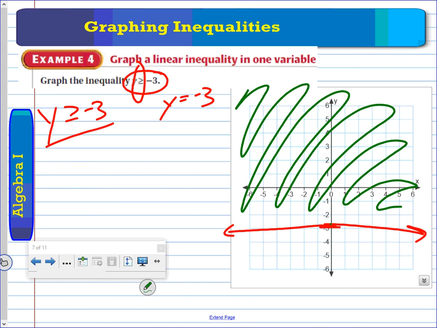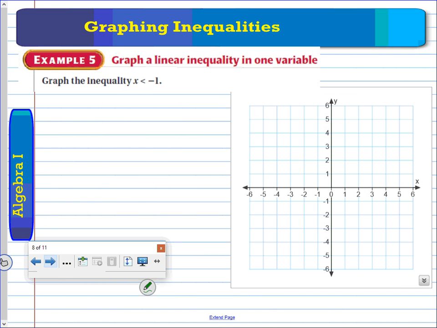If you want to plug in a point, you can still do that. Plug in 0, 0. Right? 0 for y. The 0 for the x doesn't matter because there are no x's. Is that true? Yes, it is. 0, 0 was above the line, so we're going to shade above the line.